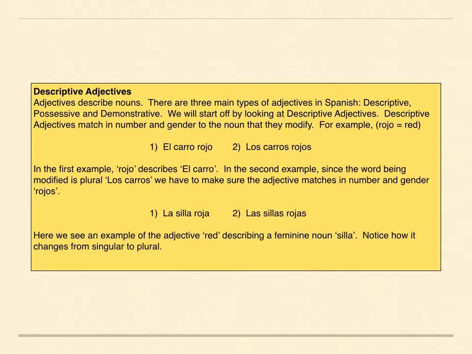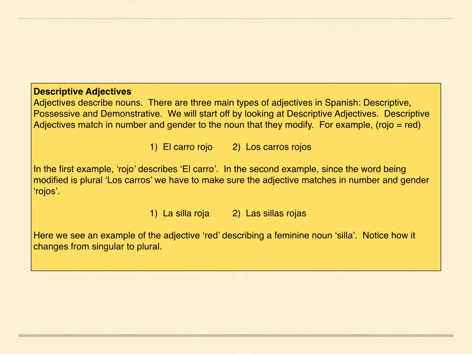Descriptive adjectives match in number and gender to the noun that they modify. Let's take, for example, the adjective rojo, or red. In example number 1, we see el carro rojo. We'll note a couple of things. That, first of all, el carro is masculine and it is singular.